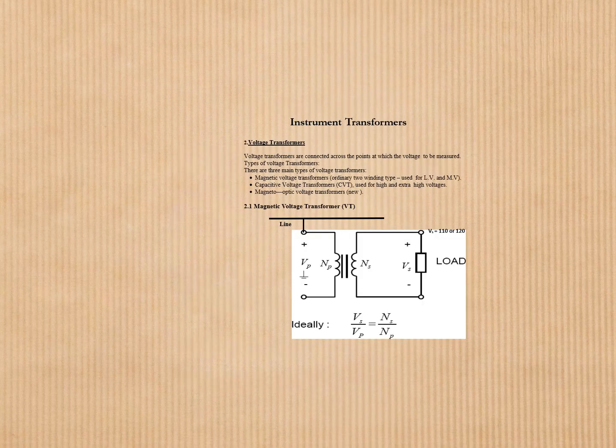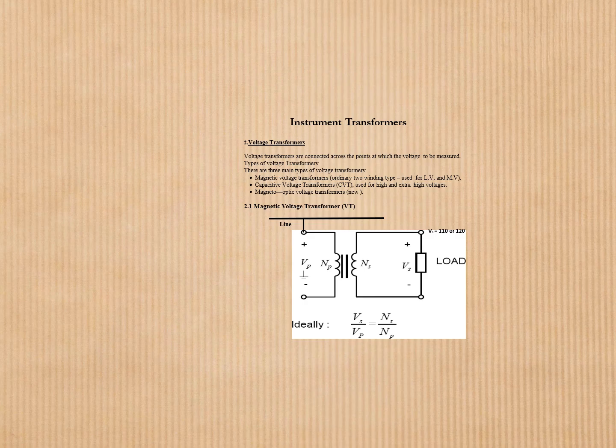Voltage transformers. Voltage transformers are connected across the points at which the voltage is to be measured. There are three main types of voltage transformers. Magnetic voltage transformers, the ordinary two-winding type used for LV and MV. Capacitive voltage transformers, CVT, used for high and extra high voltage. Magneto-optic voltage transformers, which are new.